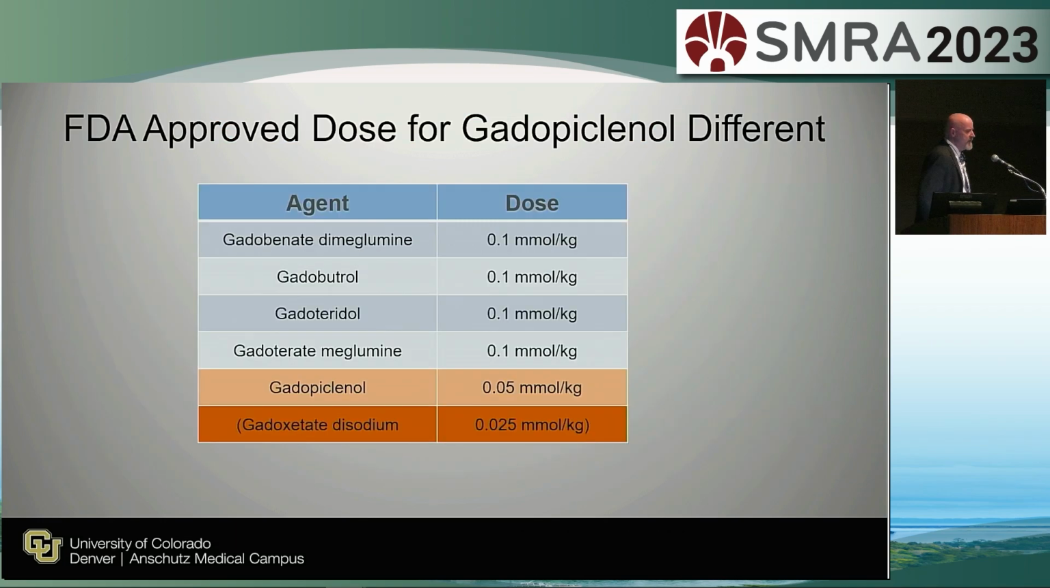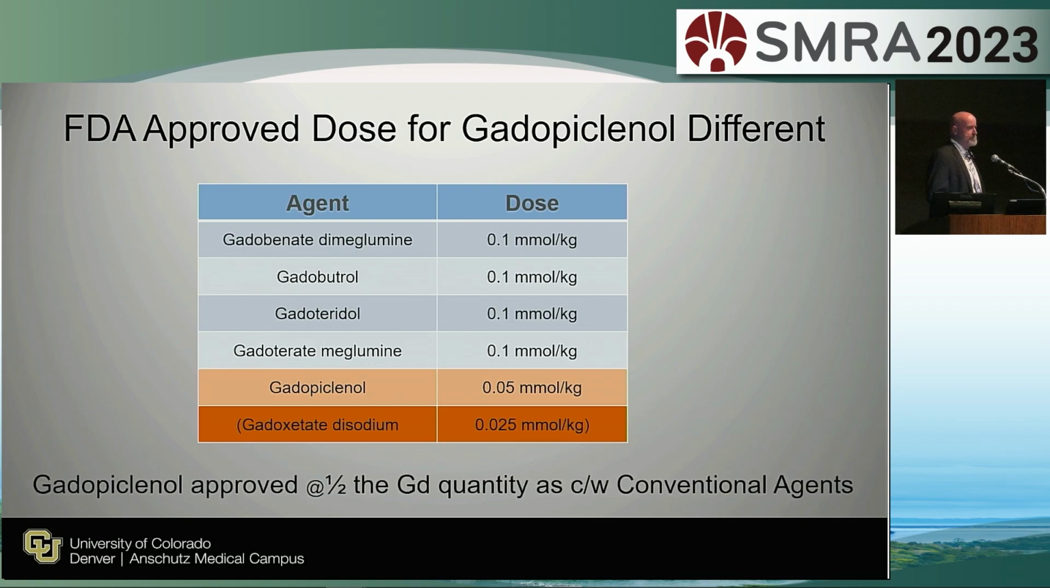All right. So another thing to realize is, we're all used to this dose of 0.1 millimoles per kilo. And most agents, that's the way they're dosed. Gadopiclenol was FDA approved in the US at half that dose, or 0.05, meaning you're going to be giving half the gadolinium on a dose basis, but getting 2 to 3 times the relaxivity.